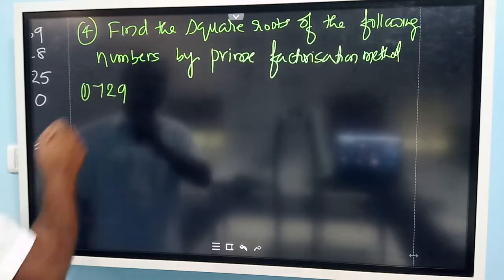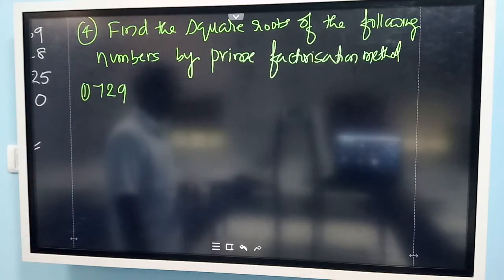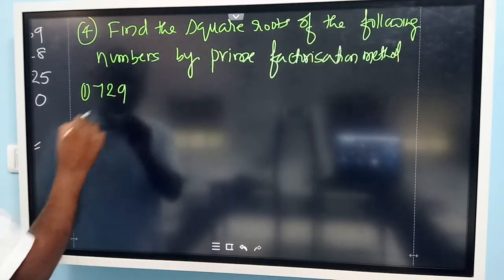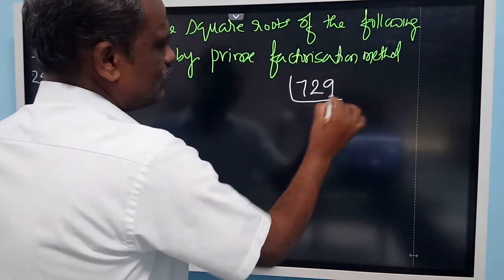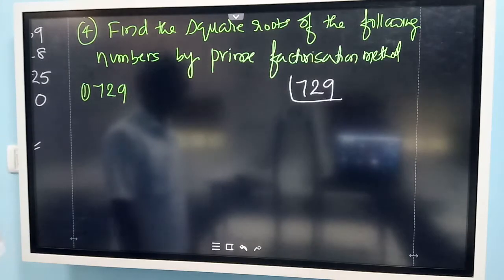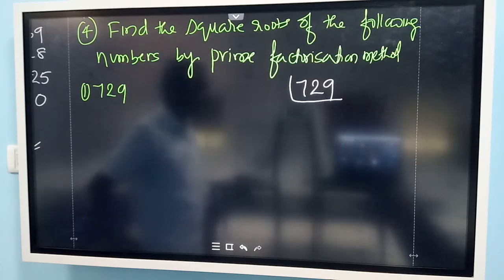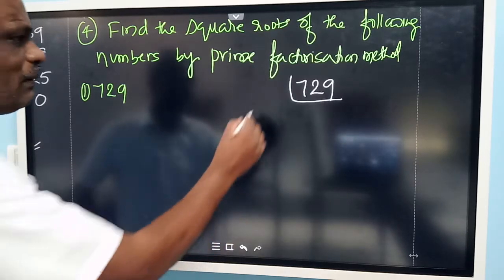Find the square roots of the following numbers by the prime factorization method. The first given number is 729. So prime factorization. Is it divisible by 2? No, sir. Is it divisible by 3? Yes, it is divisible by 3.